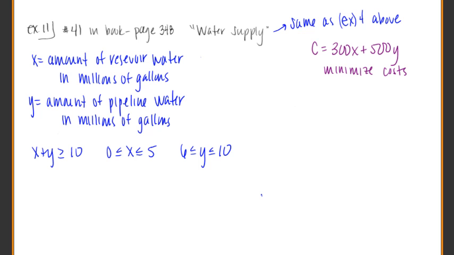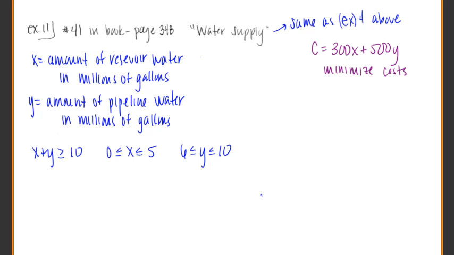Well, here's example 11, which is number 41 on page 348. This is the exact same example we just did above in example 4. All I did was rewrite what we already formulated for example number 4, where we said X was the amount of reservoir water in millions of gallons, Y is going to be the amount of pipeline water, and then we already formed these three inequalities.